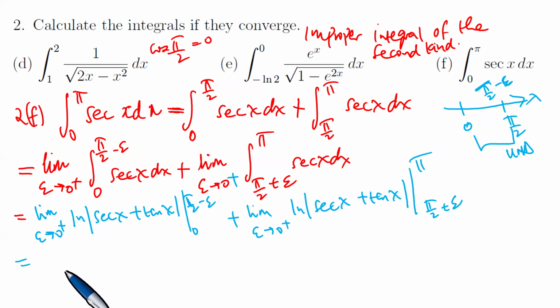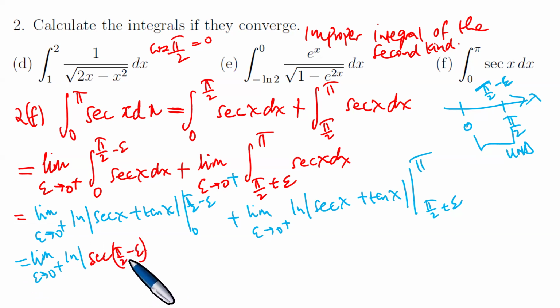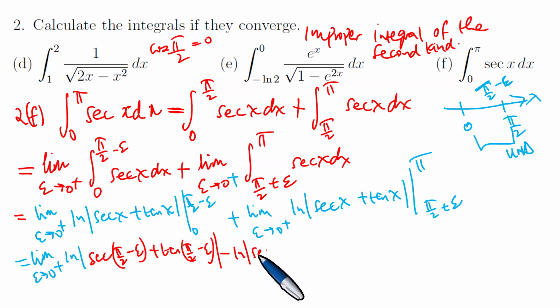So we must substitute everything. The limit as this approaches 0 from the right of the ln. Okay, so this becomes a secant of pi over 2 minus epsilon. Pi over 2 minus epsilon. So you plug in the pi over 2, then you plug in the secant of 0.